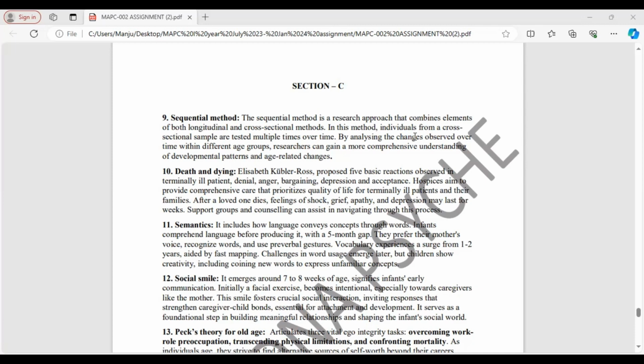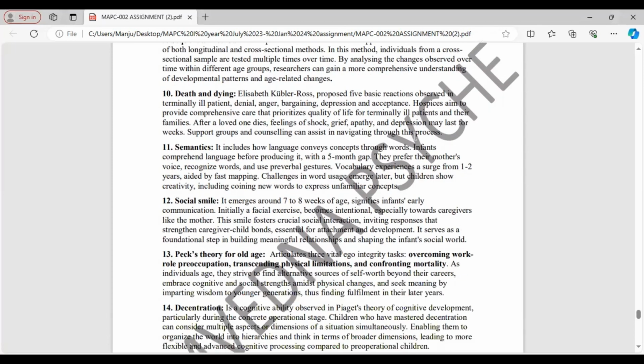Semantics. It includes how language conveys concepts through words. Infants comprehend language much before they produce it, with a gap of 5 months. They prefer their mother's voice, recognizing words and using pre-verbal gestures. Vocabulary experiences a surge from 1 or 2 years, aided by fast mapping. Challenges in word usage emerge later, but children show creativity, including coining new words to express unfamiliar concepts.